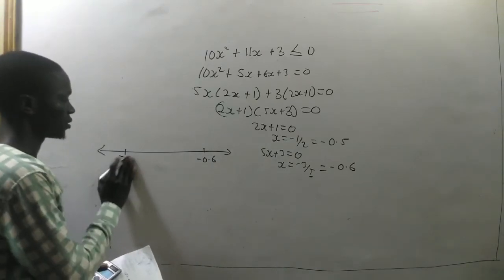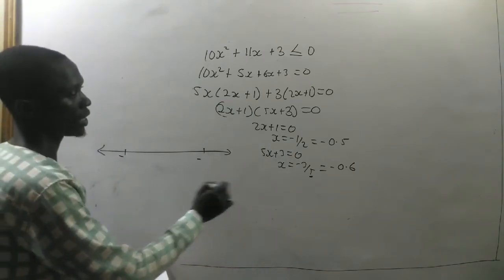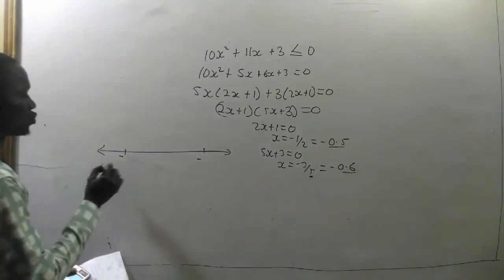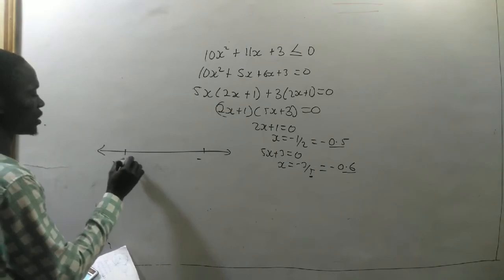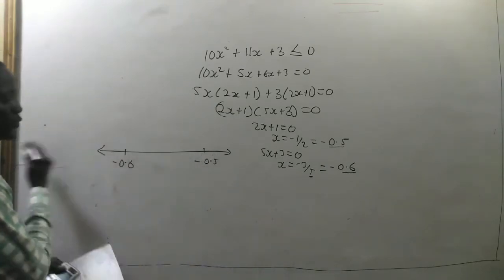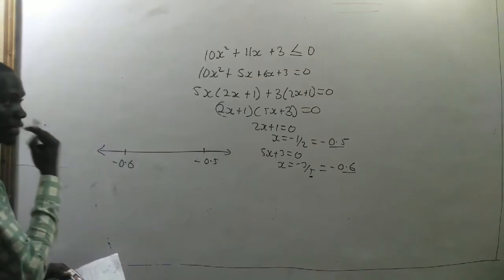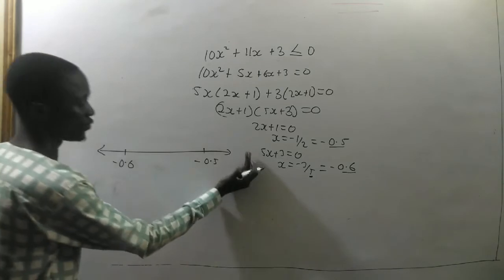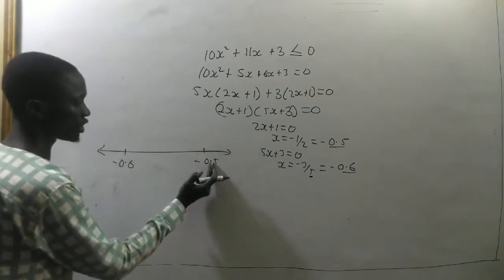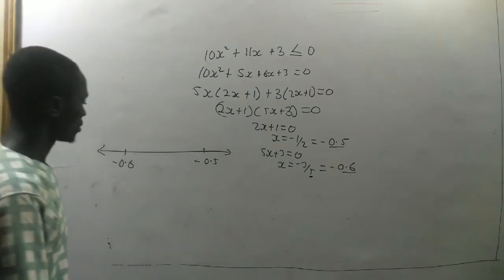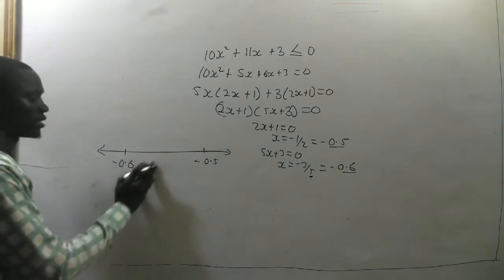Oh, sorry. This one is bigger. This one is less. So the less will go here. Minus 0.6. Yes, minus 0.5. Because as we move to the left, we move to the smaller numbers. So this is bigger than that. That is from 0, you come to 0.5 before you come here. So this is bigger.